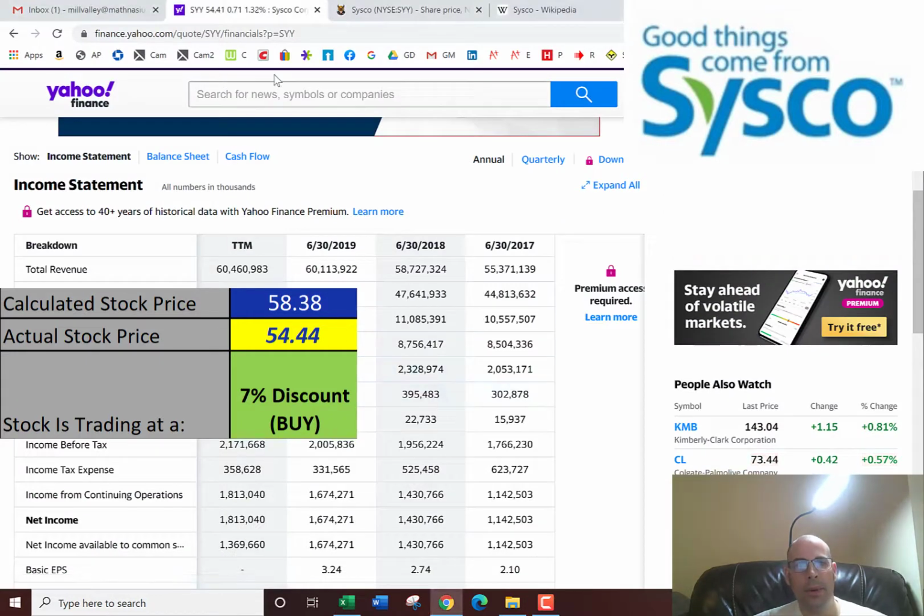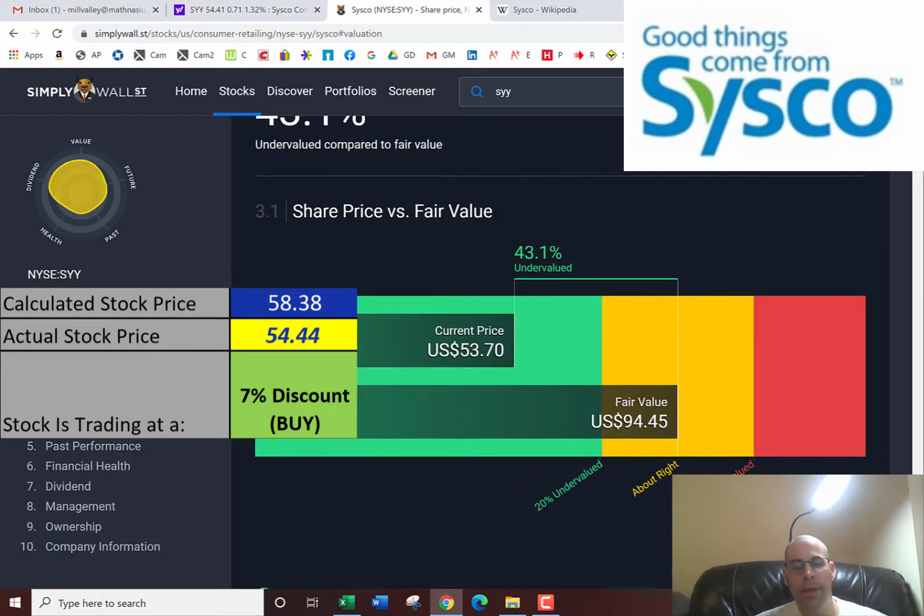Let's see what Simply Wall Street values the company at. They're valuing it much higher at $94. So they're saying it's 43% undervalued.